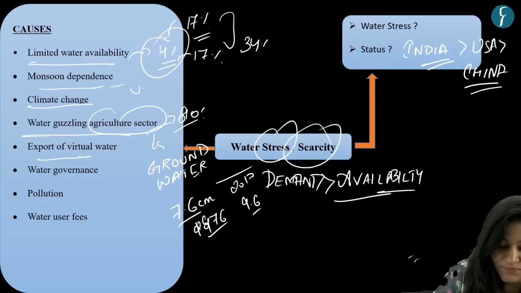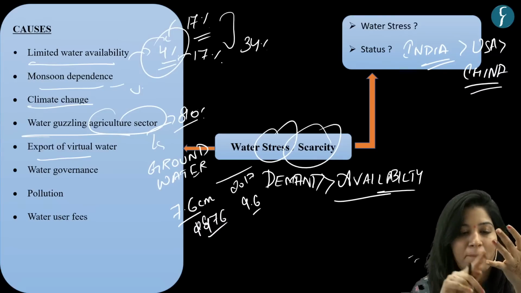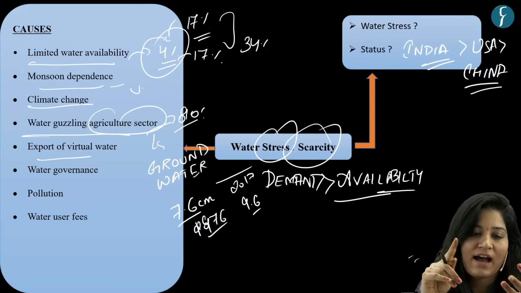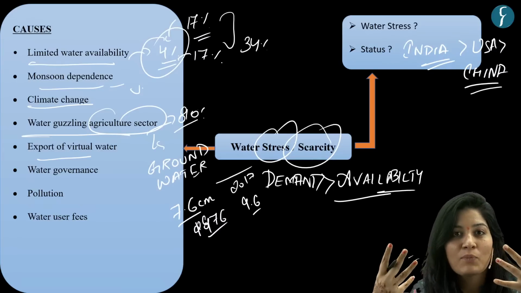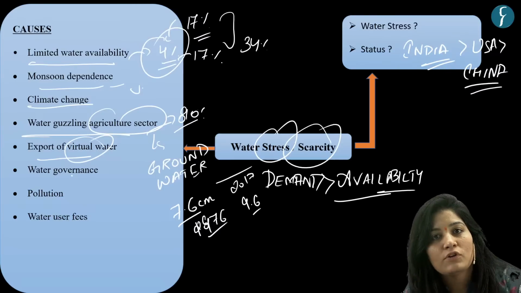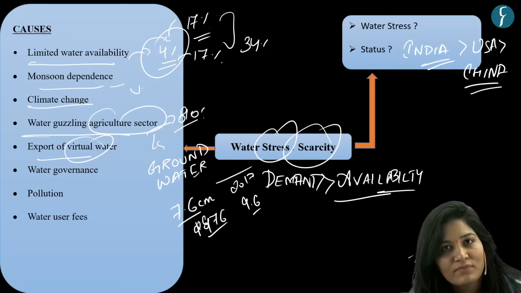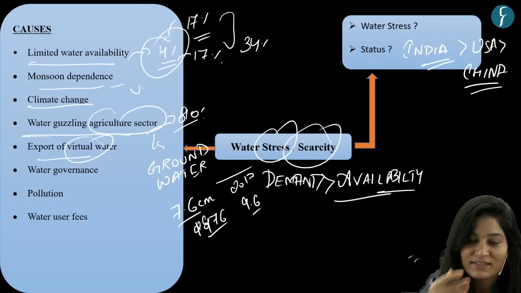Then next is export of virtual water. Now, our agriculture sector is water guzzling. Above that, we are exporting virtual water in the form of sugar and rice. Okay, which is another major challenge.